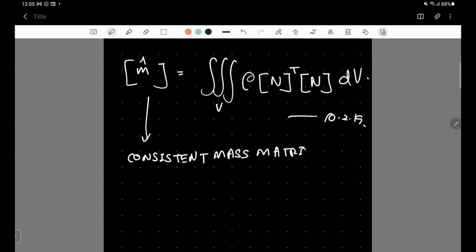Which is quite accurate compared to the lumped mass matrix, because we call this the consistent mass matrix since it is derived from the shape functions N, which are used to obtain the stiffness matrix K. So in general, this mass matrix, M hat, given by equation 10.2.19, will be a full but symmetric matrix.